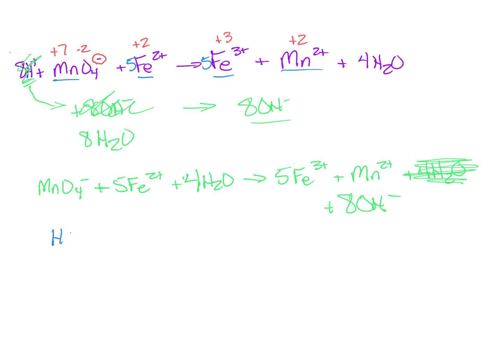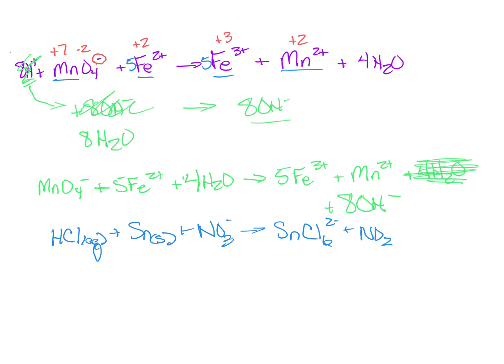HCl, aqueous, plus tin solid plus nitrate yields an ion, tin chloride ion, SnCl6 2 minus, plus NO2, which is a gas. These are all aqueous with the exception of that gas. And then I have water, which of course would be a liquid.